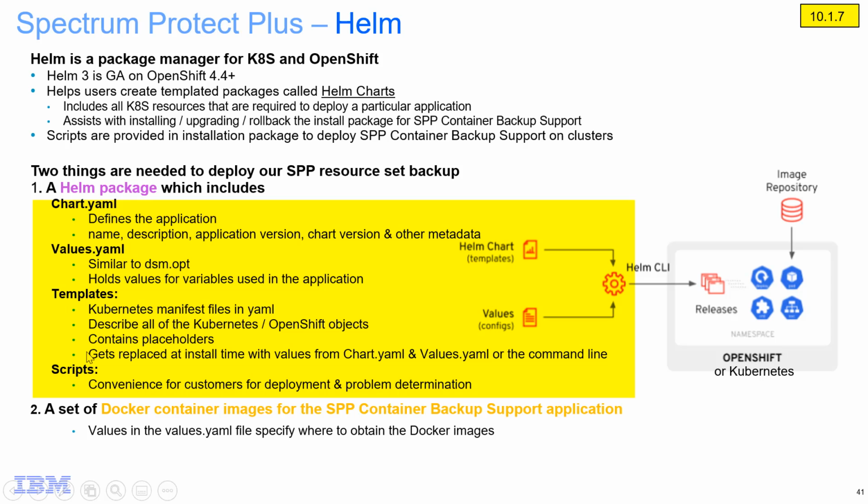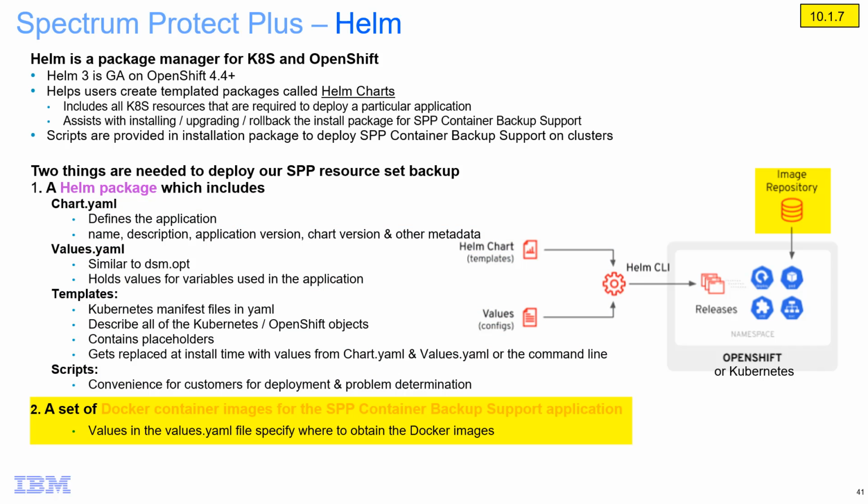So this is kind of the how-to, what-to-do instructions for installing and updating our code. And then we also need a set of Docker containerized images for the Spectrum Protect Plus container backup support. So it's important that you understand that we have the Helm package and we have the Spectrum Protect Plus container backup support application package. These two packages might be installed from different locations depending upon the type of install you do.